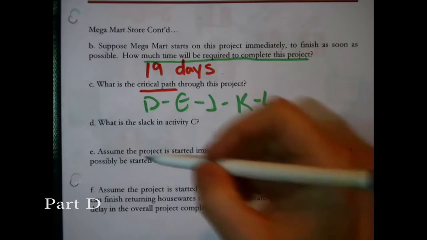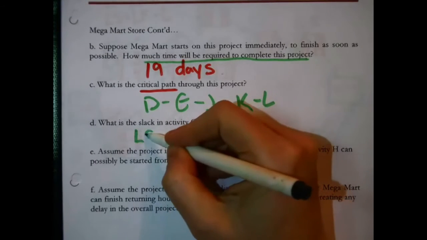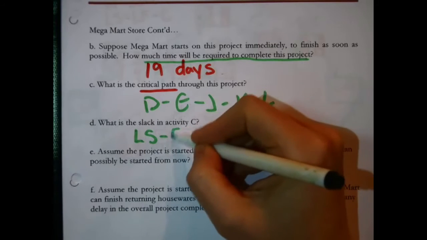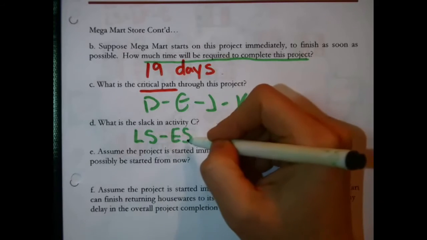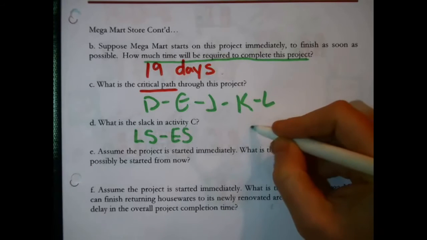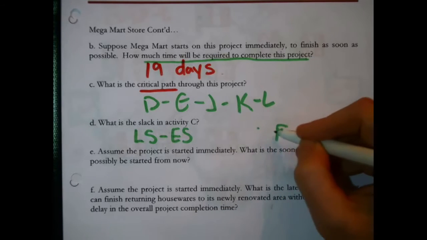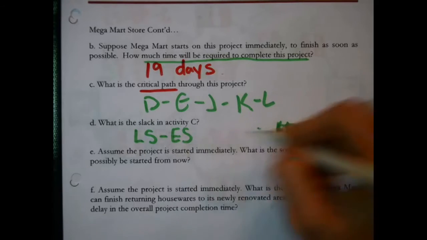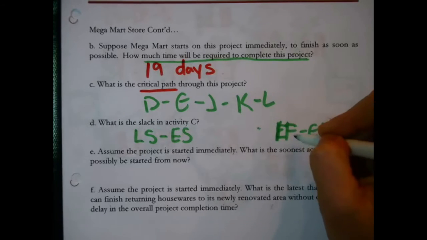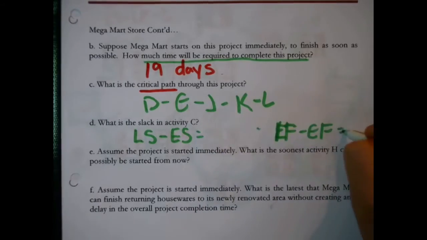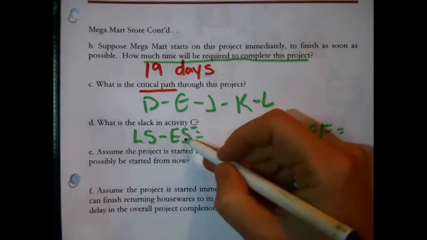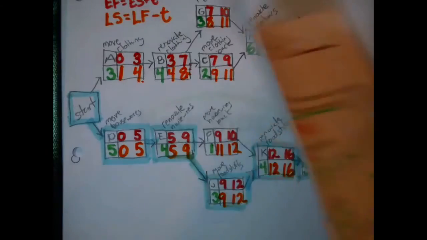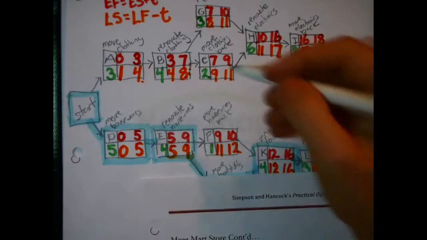Oh, well, we were just saying, what is slack? It is, for instance, the difference between the late start and the early start, or the late finish and the early finish. Either one of these should get you the same answer. If it doesn't, you've made a mistake. So it's asking about C. We just need to retrieve that information for C. For instance, where's C? Oh, C's right here, right in here.